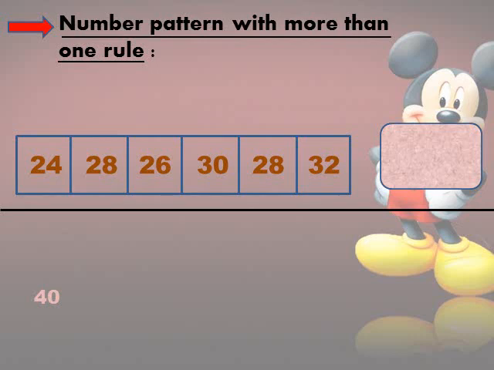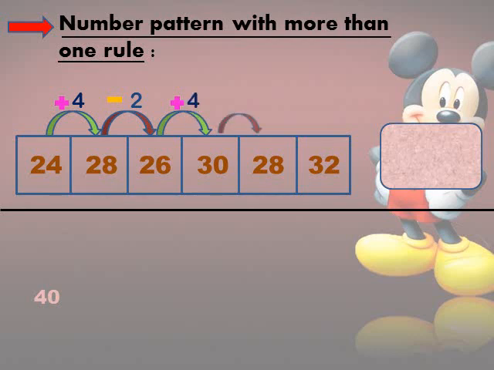I started from 24. From 24 to 28, getting bigger. So that means what? Plus how many steps? Yes, plus 4. From 28 to 26, the numbers are getting smaller. From 28 to 26 means minus 2. So let's continue here or repeat the rule. 26 to 30, plus 4.